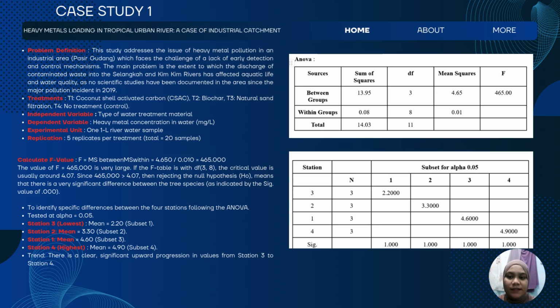So, to identify specific differences between the four stations following the ANOVA, tested at alpha 0.05, there are 4 subsets. The first is station 3, the lowest, mean 2.20, subset 1. Station 2 is mean 3.30, subset 2. Station 1 is mean equal to 4.60, subset 3. So lastly, station 4 is the highest, the mean is equal to 4.90, subset 4. The third point is there is a clear significant upward progression in value from station 3 to station 4.